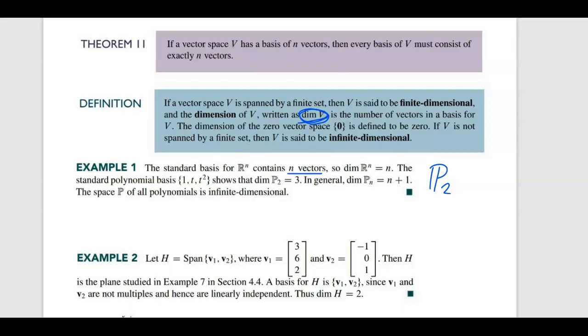However, the space of all polynomials, we can't count that. But if you know the degree of the polynomial, then you can find the dimension of the standard polynomial basis for that degree.